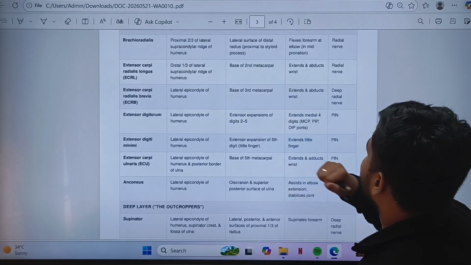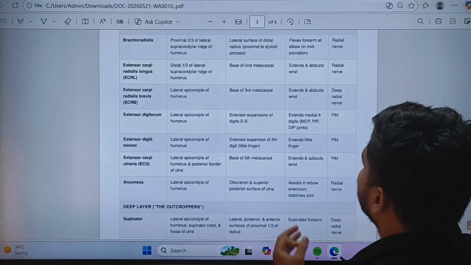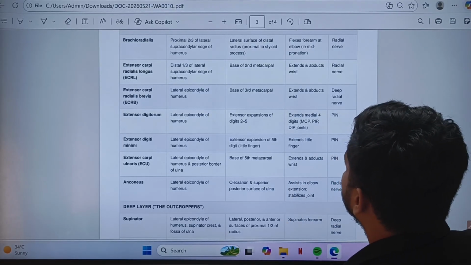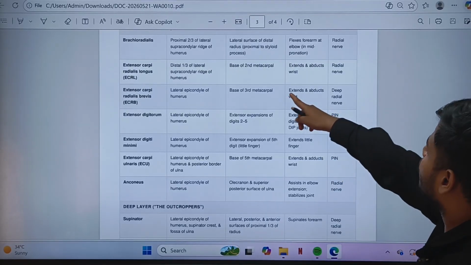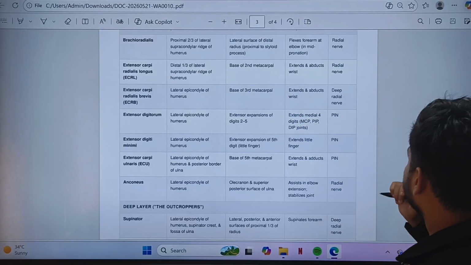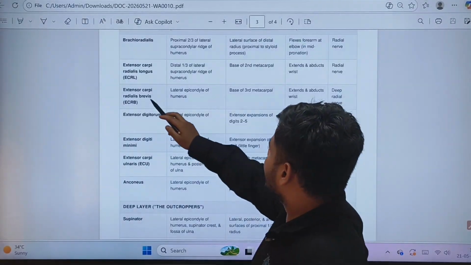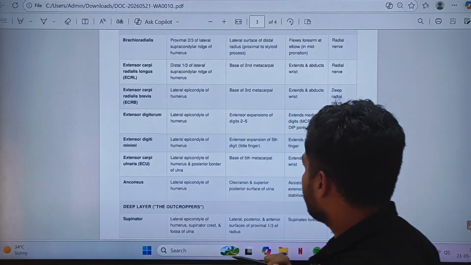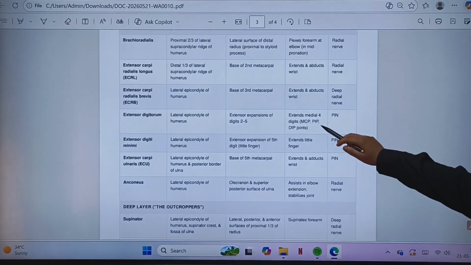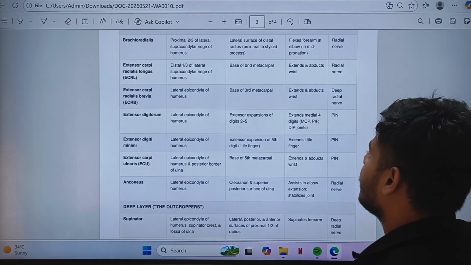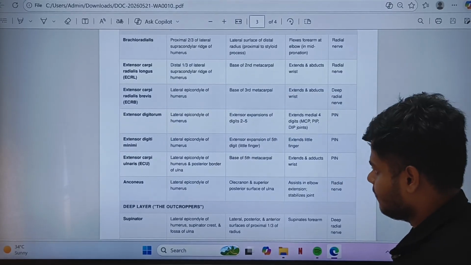Extensor carpi radialis longus originates from the distal one third of the lateral supracondylar ridge of the humerus. Its insertion is at the base of the second metacarpal. It extends and it is supplied by the radial nerve. Third one is extensor carpi radialis brevis, which originates from the lateral epicondyle of the humerus, inserts at the base of the third metacarpal, and is innervated by the deep radial nerve.